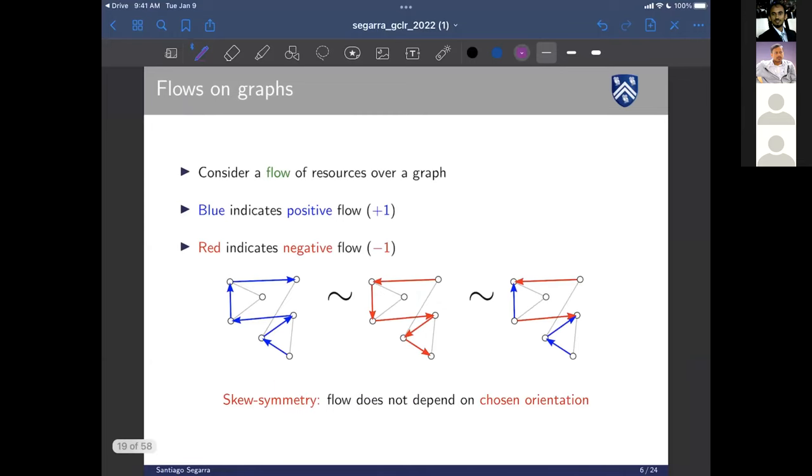So just noting that there is this skew symmetry, for example, if the actual flow does not depend on the chosen orientation, it's arbitrary, then we'll try to leverage that in the construction of our architectures. Notice that this would not appear in graph neural networks because nodes don't have orientation, but edges and triangles and higher order structures do.